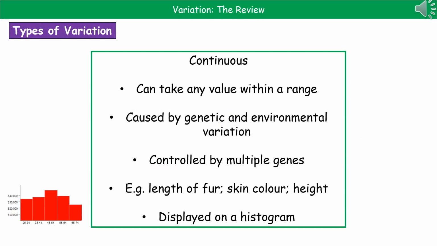When we consider variation, what we find is it will either fall under the category of continuous variation or discontinuous variation. If we talk about continuous variation first of all, then this is the one that can take any value within a given range. So these are the ones that are caused by genetic and environmental variation, and they're controlled by multiple genes. So this would be things like your height, for example. If they were to ask you how you should display continuous variation, then it should always be on a histogram, which is the one without the gaps on the bars, as you can see in the bottom left.